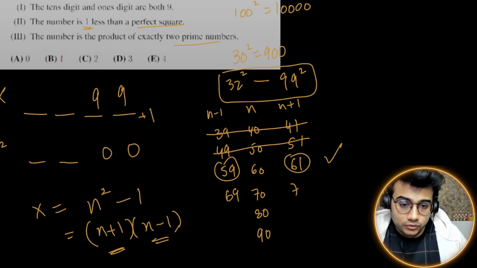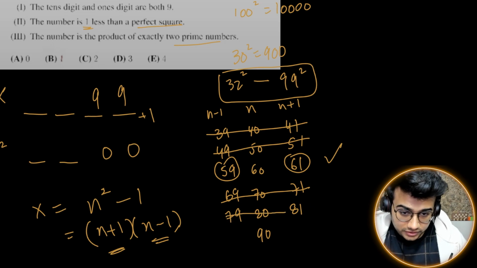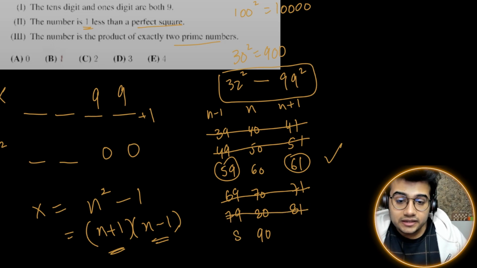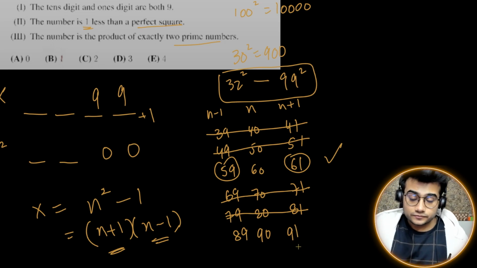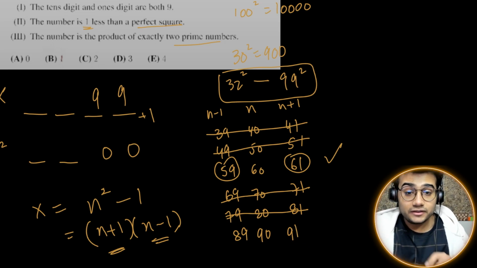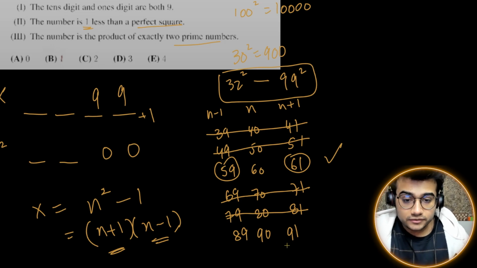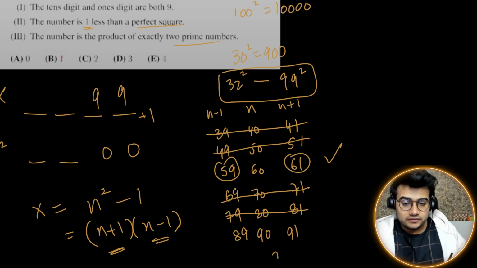69 and 71. Well, 69 is not a prime. It's a multiple of 3. So that does not work. 79 and 81. Well, 81 is 9 squared. So that also does not work. That's not a prime. 89 and 91. Now that's tricky because 91 may seem like a prime, but it's actually not a prime because 91 is a multiple of 7. It's 70 plus 21, right? So it's like 7 times 13.